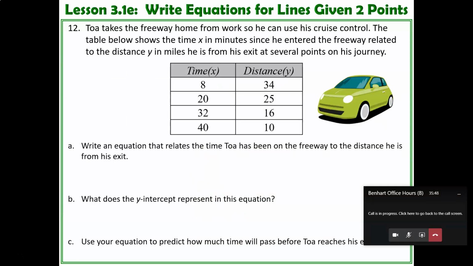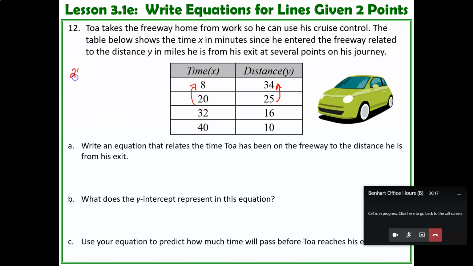Number 12. Toa takes a freeway home from work so he can use his cruise control. The table below shows the time in x minutes since he entered the freeway related to the distance y in miles he is from his exit at several points during his journey. So it says at 8 minutes he's 34 miles away from his exit. So let's first of all find the slope.